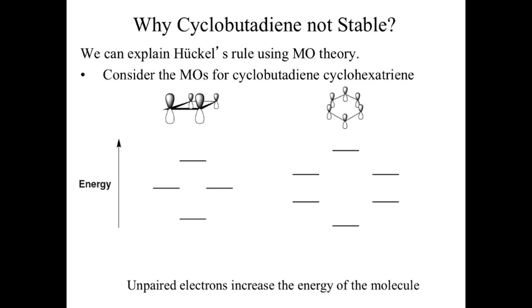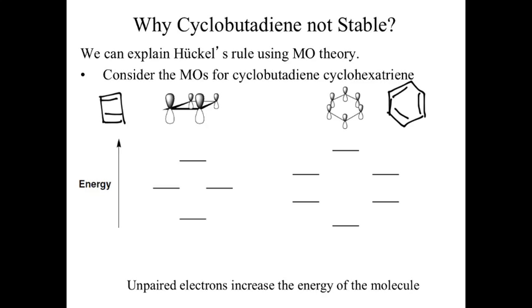This can be done using molecular orbital theory. I know, everybody's favorite. What we've got here are the molecular orbitals for cyclobutadiene and cyclohexatriene, also known as benzene. So we draw out our structures. We've got our cyclobutadiene, and we have our benzene. What we're concerned about is the reactivity of the pi electrons, so we're going to look at the molecular orbitals that are made from the p orbitals of the atoms.